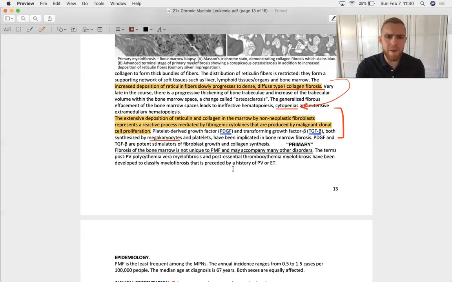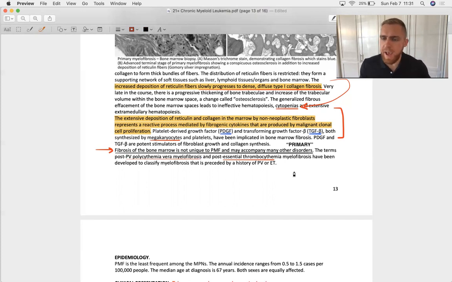Now it's called primary myelofibrosis because you can actually see bone marrow fibrosis in a few other disorders. Polycythemia vera can lead to a myelofibrosis, and so can essential thrombocythemia. But we would not call those primary myelofibroses. We would call them secondary to PV or ET.